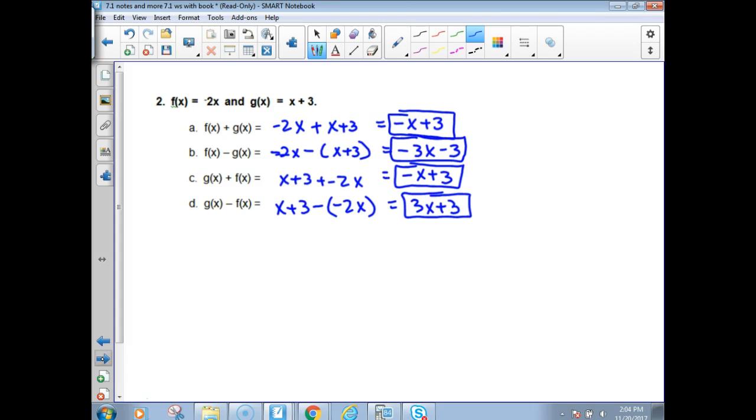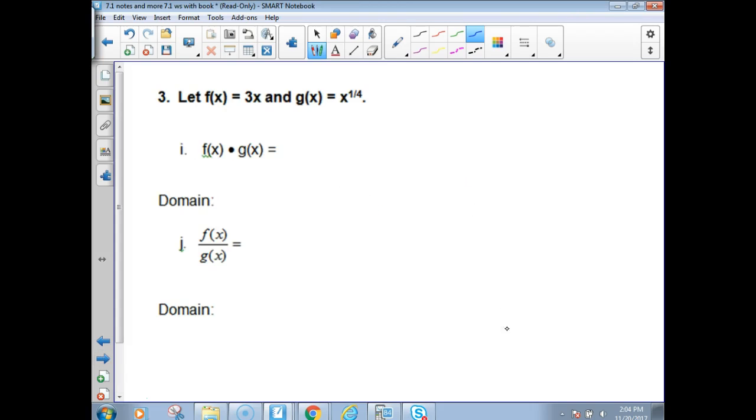Okay, but the next section, we got a little more thinking to do. What does a 1/4 exponent mean? You remember? Fourth, yeah, it's a root, right? The bottom number is a root because it's on the bottom like a tree. Okay, so this is the 4th root of x.